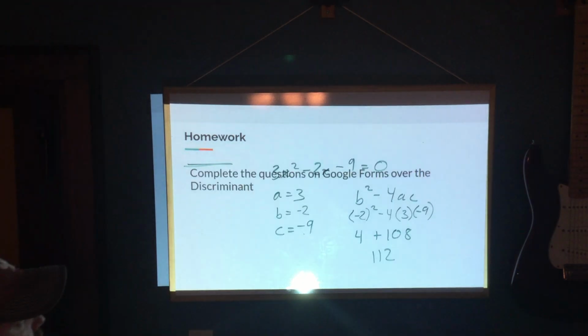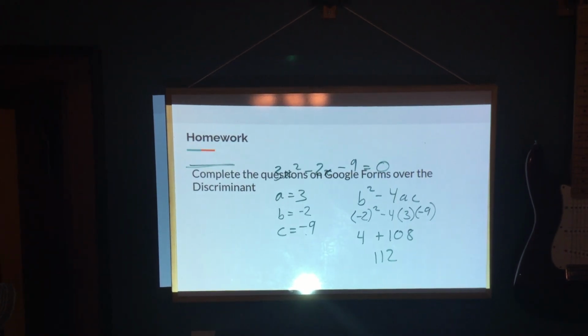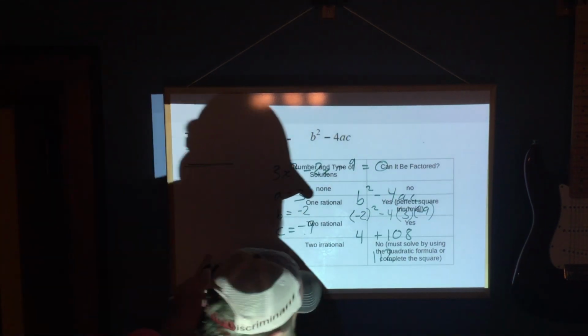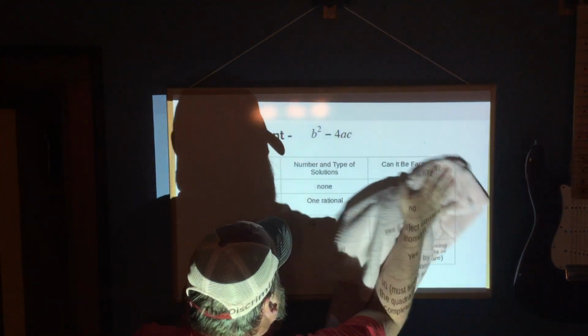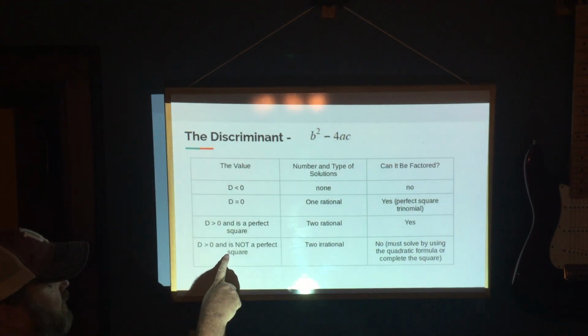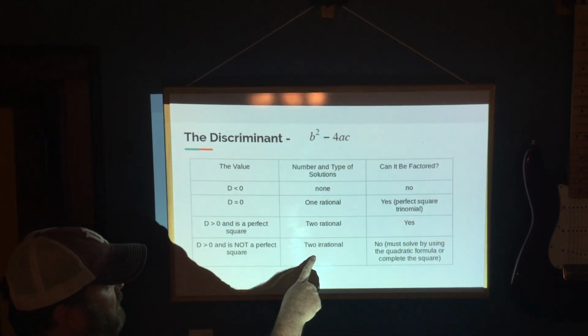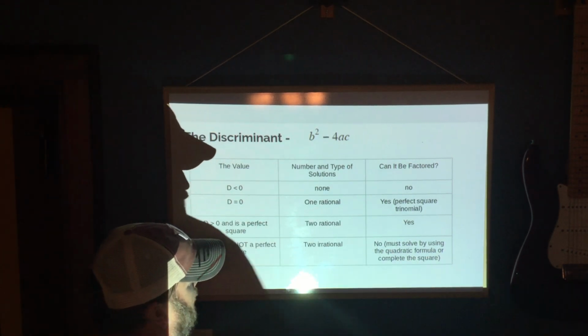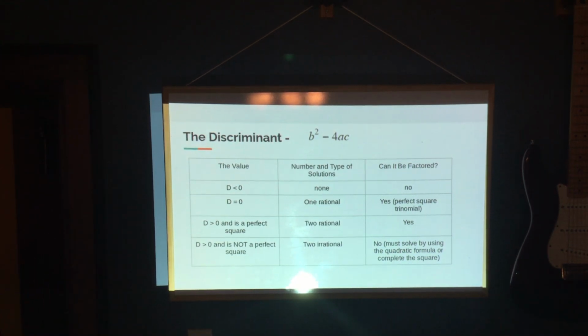Again, I'm just going back and looking at this chart here. So 112 is greater than 0, but not a perfect square. So that means we have two irrational solutions. We can't factor it, and we have to use the quadratic formula or complete the square.